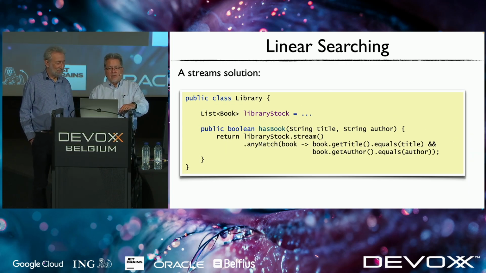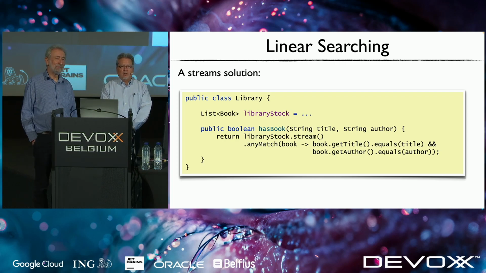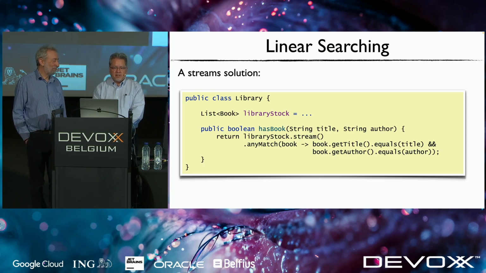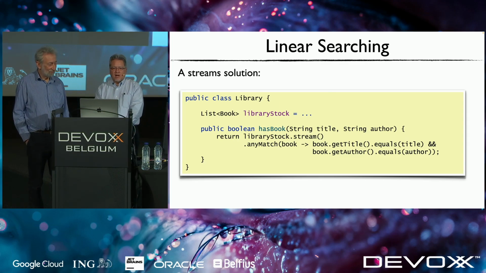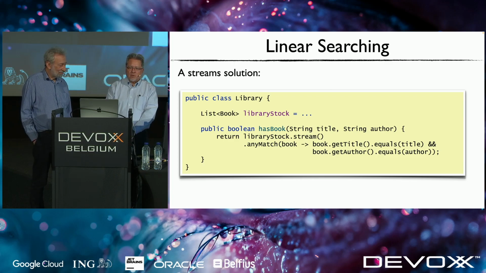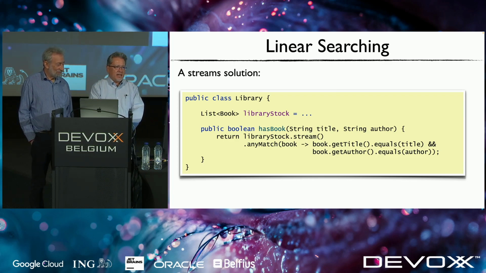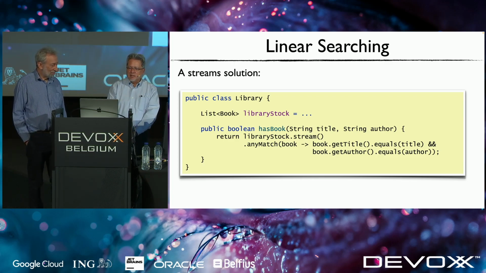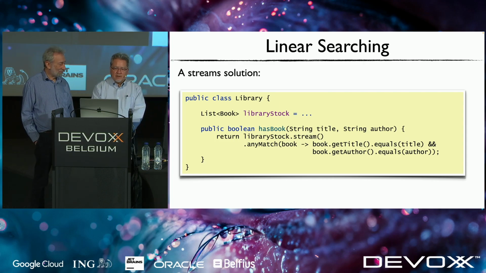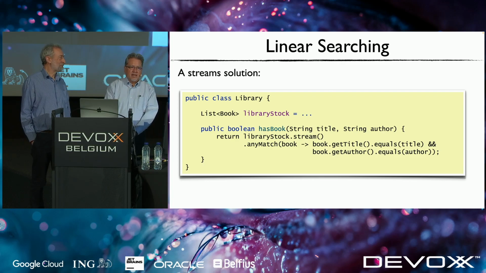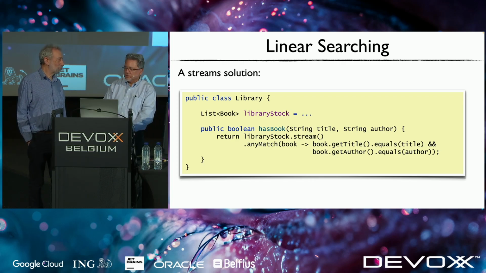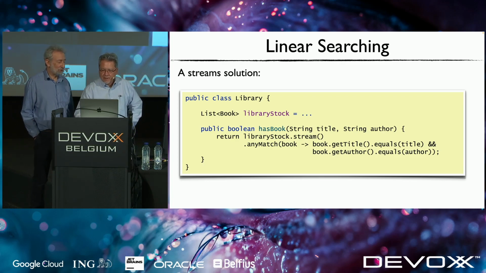Now since we long ago upgraded to JDK 8, we can also use streams. Instead of a for loop, we could just use a stream and use this anyMatch operation on the stream. But notice the predicate for anyMatch is essentially the same as it was in the if statement in the previous slide. We just check the title and the author, and if they're equal, then that satisfies anyMatch. Is there something you were going to say about that? No, not at all. Okay. Perfect.